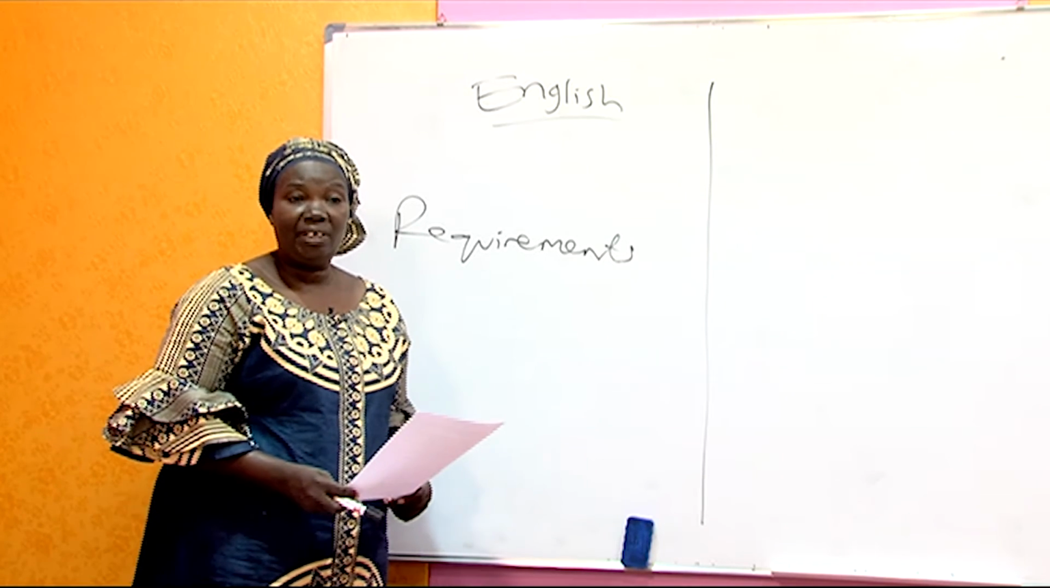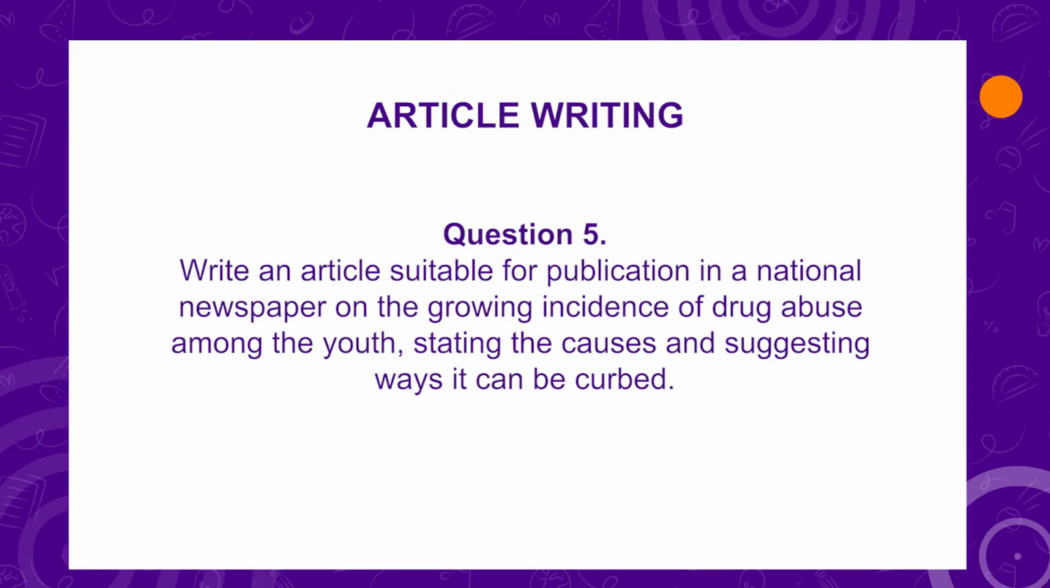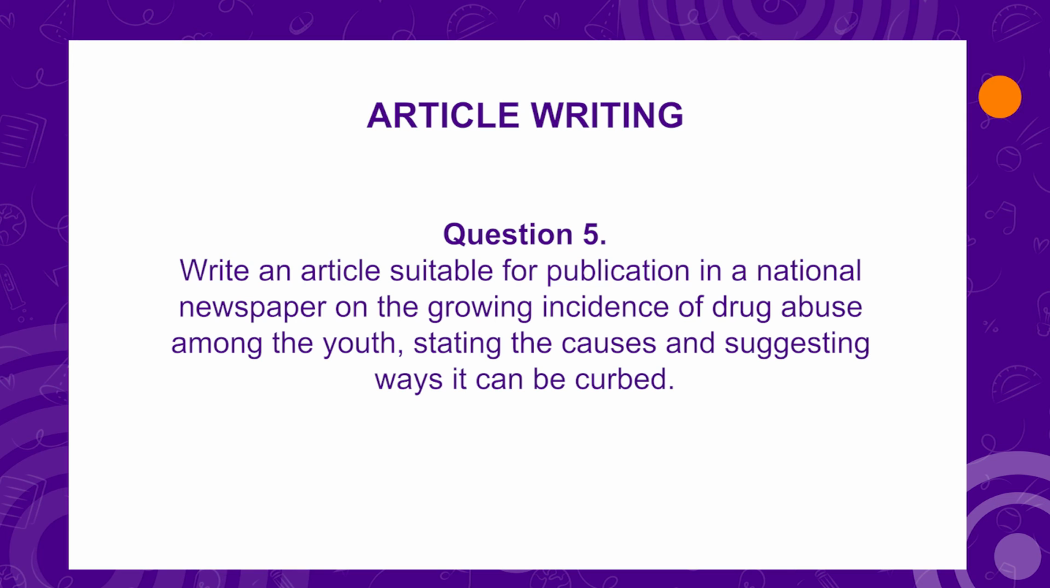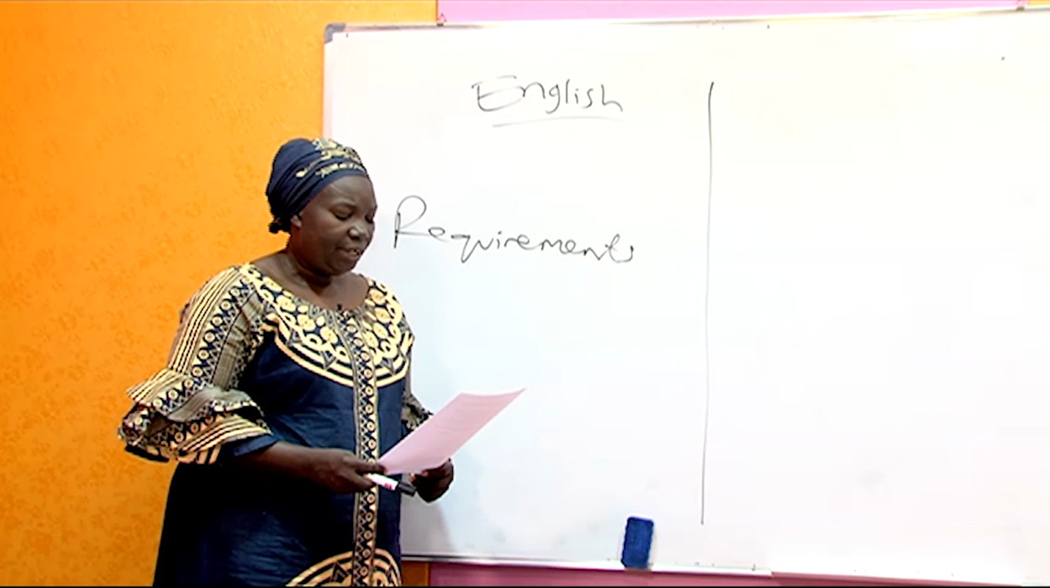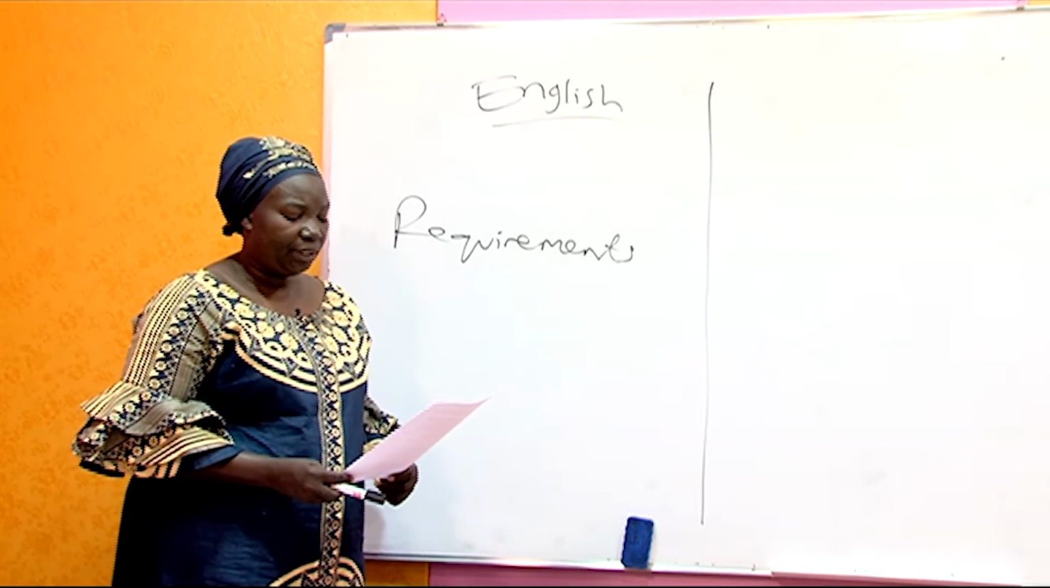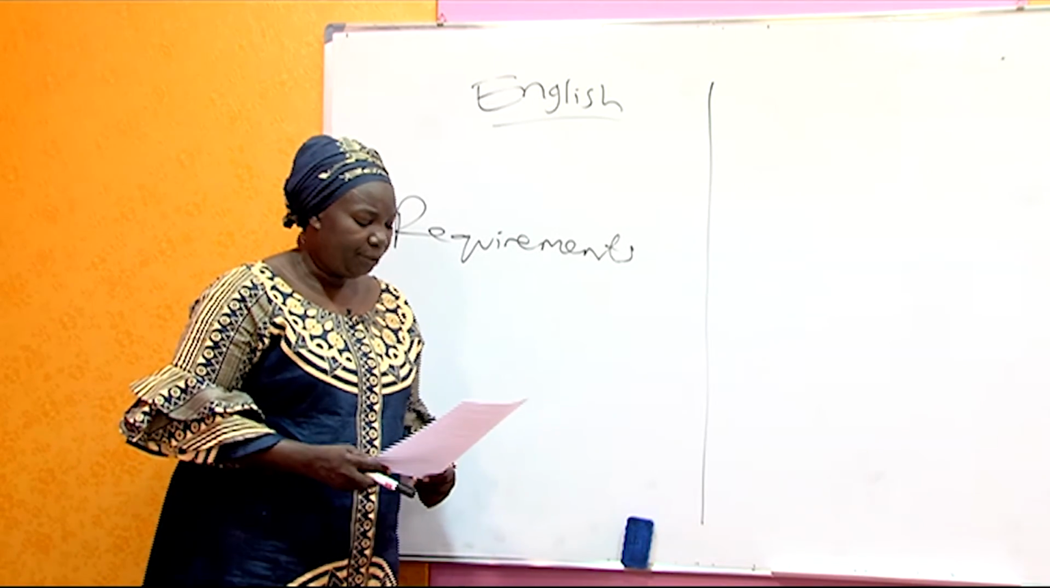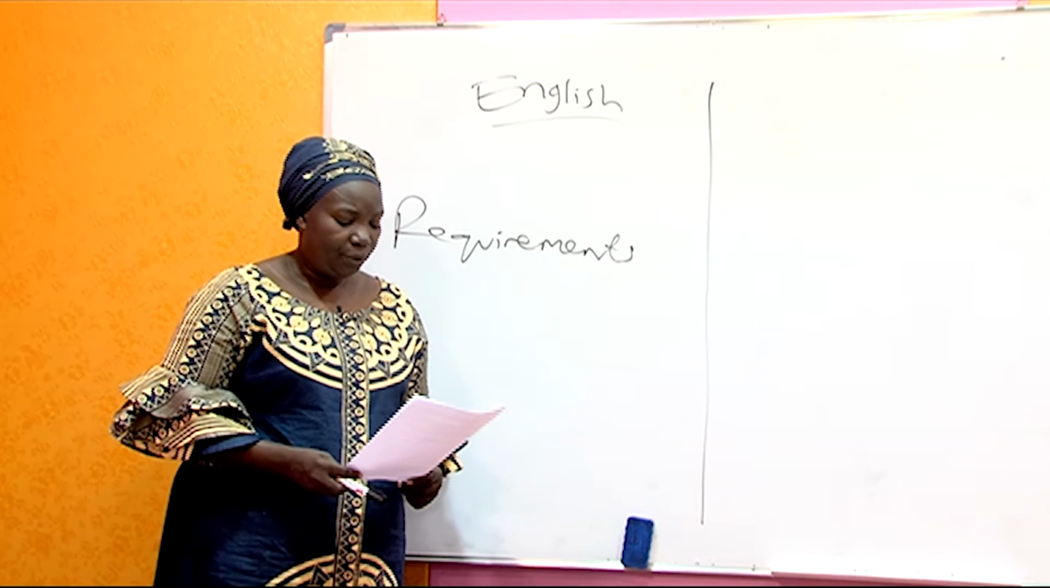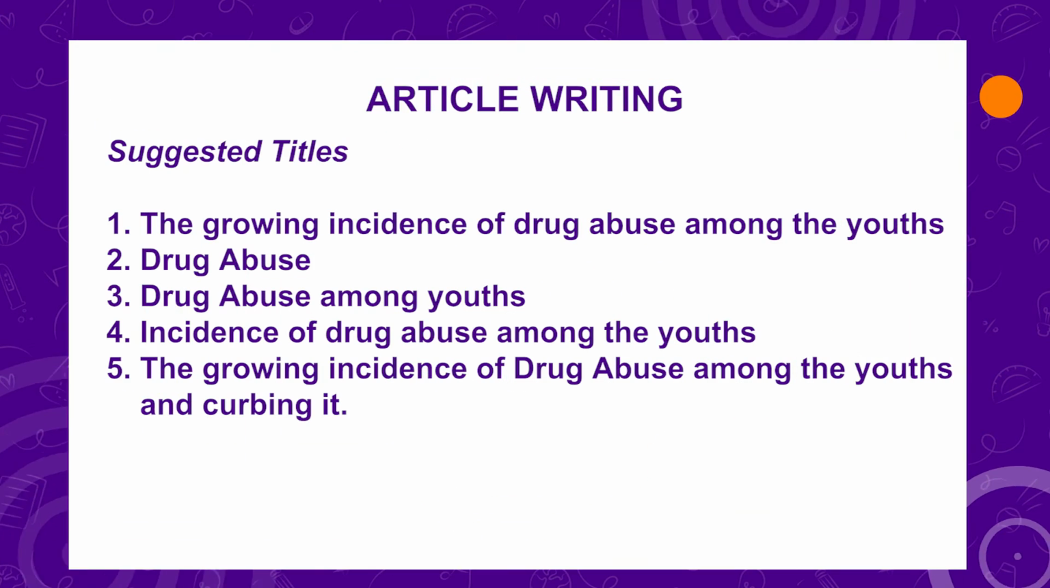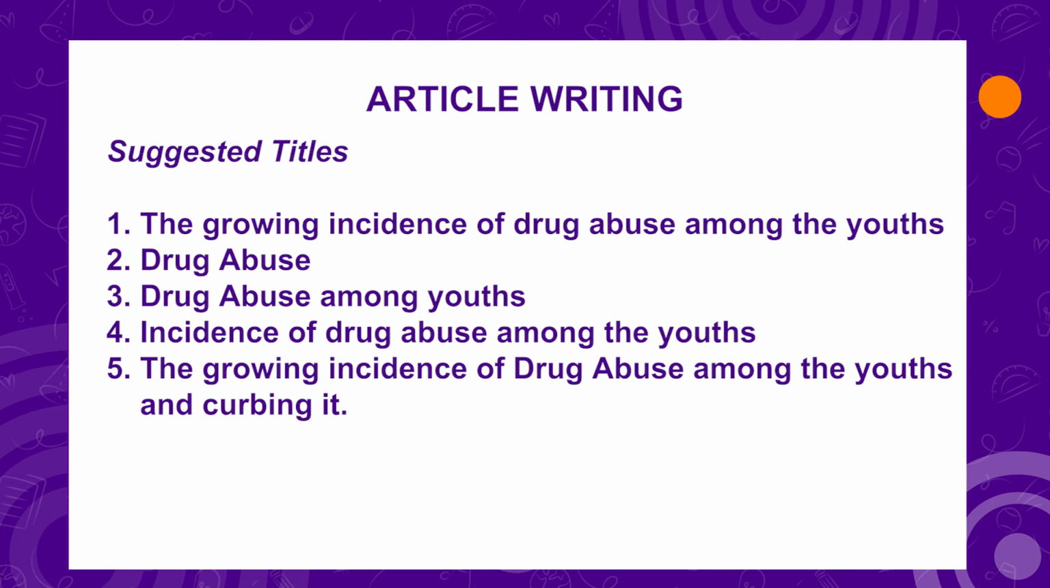Lastly, we quickly go over this. Question 5. We need a title. Suggested title: The growing incidence of drug abuse among youths. Drug abuse among youths. Incidence of drug abuse among the youth. The growing incidence of drug abuse among the youth and curbing it.